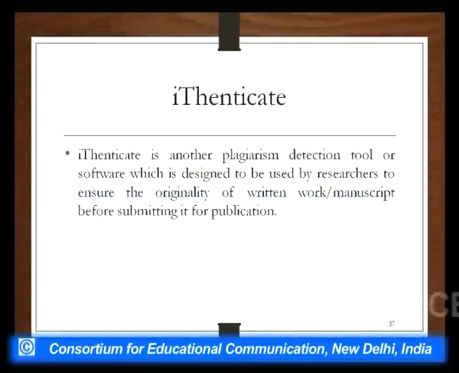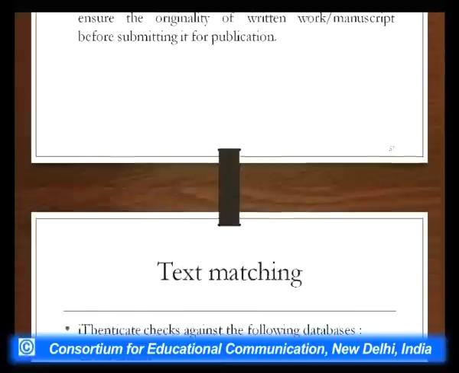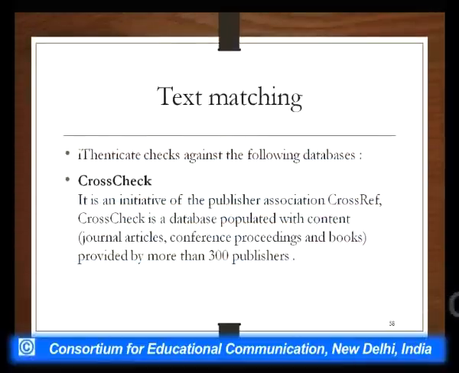Now another software, known as iThenticate, is also a plagiarism detection tool, and it is provided by the same iParadigm which offers Turnitin. iThenticate is another plagiarism detection tool or software which is designed to be used by researchers to ensure the originality of written work, manuscripts, before submitting them for publication. It also does text matching as Turnitin does.